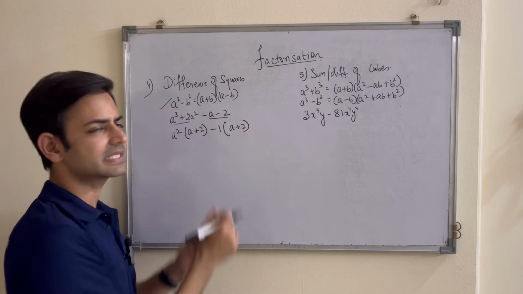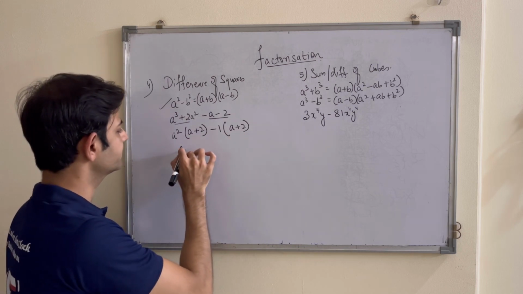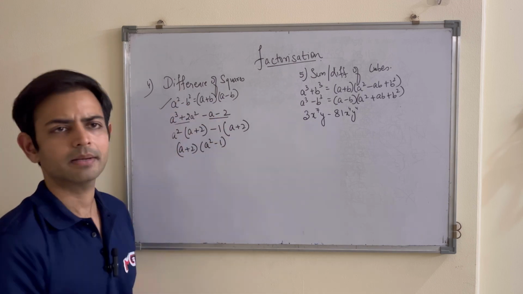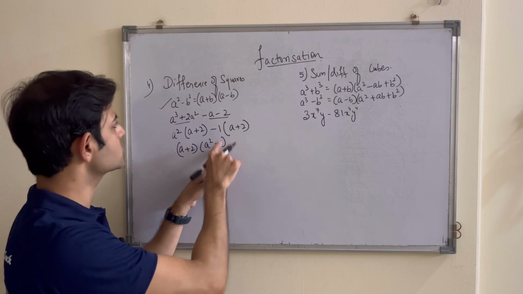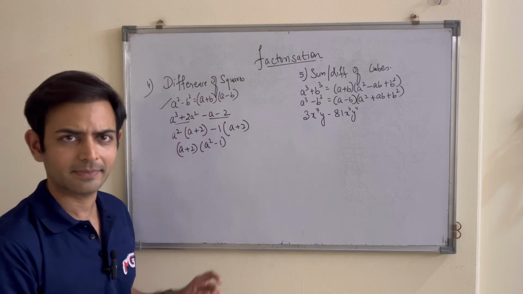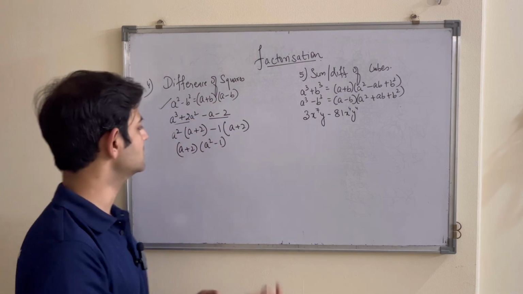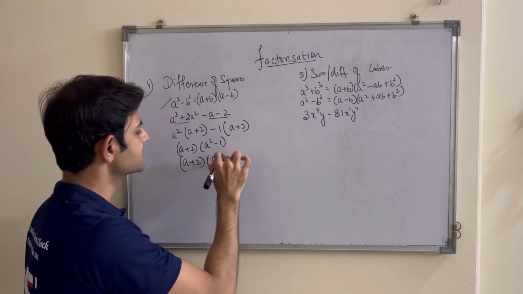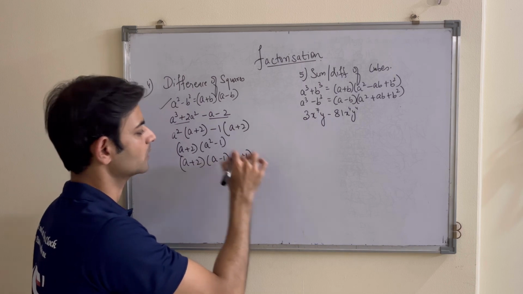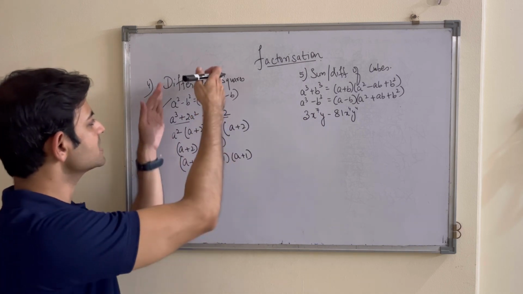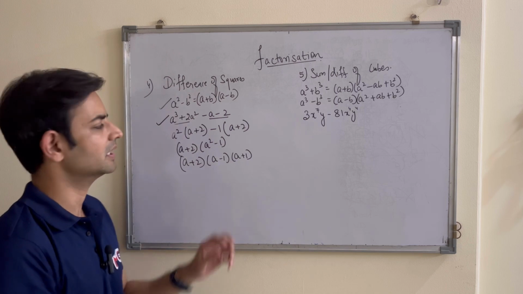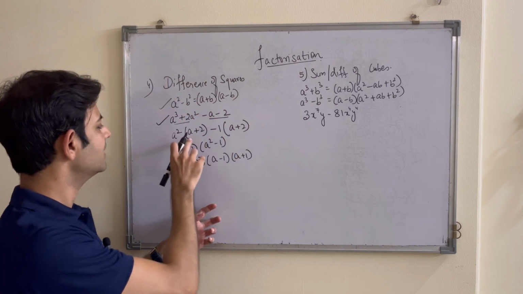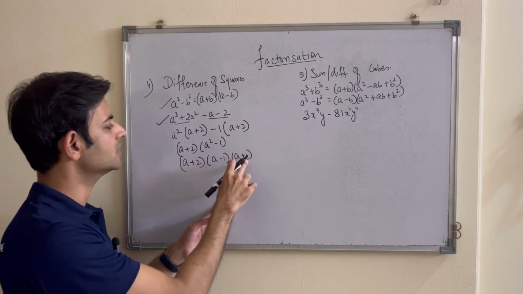So these two brackets are the same, so I will take them together, and the other bracket is a square minus 1. Now this looks very similar to our identity, that is a square minus b square. So we'll apply this here and it will become a plus 2 into a minus 1 into a plus 1. So that's how we factorized this question after applying a square minus b square here. So we have a plus 2 into a minus 1 into a plus 1.